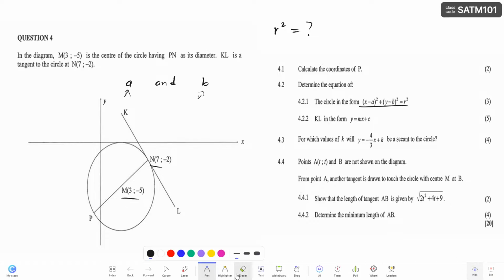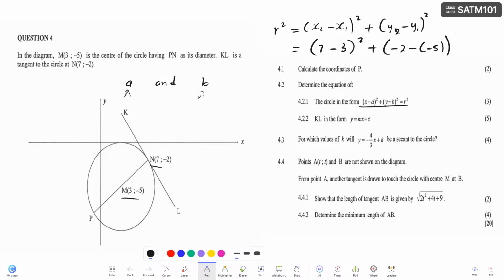So okay, let's first calculate the radius. The radius squared is the same thing as x2 minus x1 squared plus y2 minus y1 squared. So here is going to be 7 minus 3 squared plus negative 2 minus negative 5 squared. Be careful with the brackets. Since it's negative, you need to put this number inside the brackets.